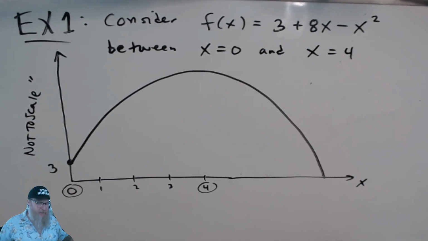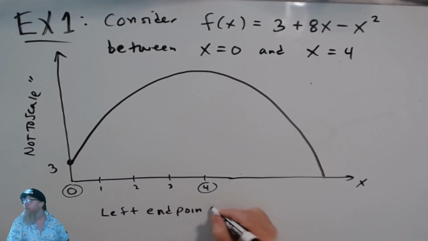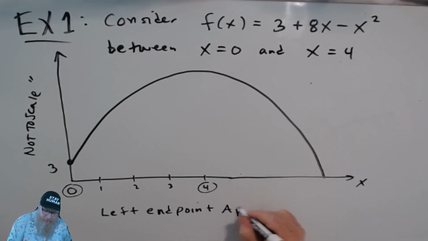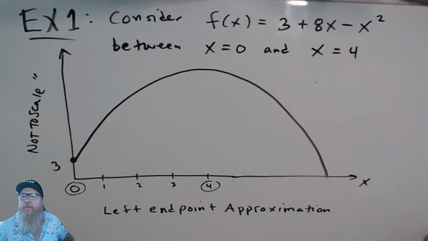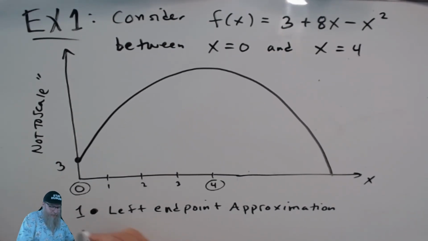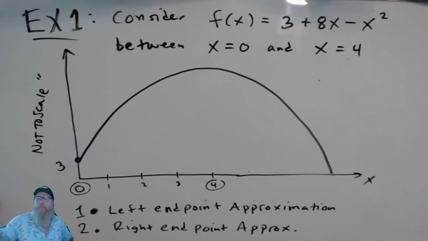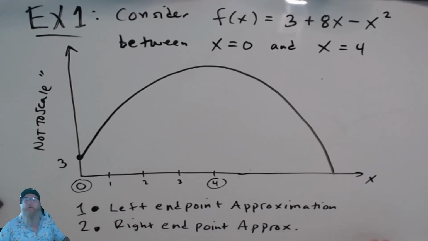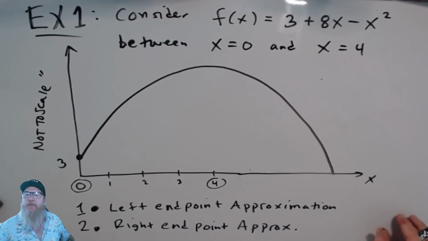So there are two methods. There's the left endpoint approximation. That's method number 1. And method number 2, the right endpoint approximation. So we have two different methods that we will explore, at least in this example. Turns out there's a lot more than two methods, but we will talk about these two methods.